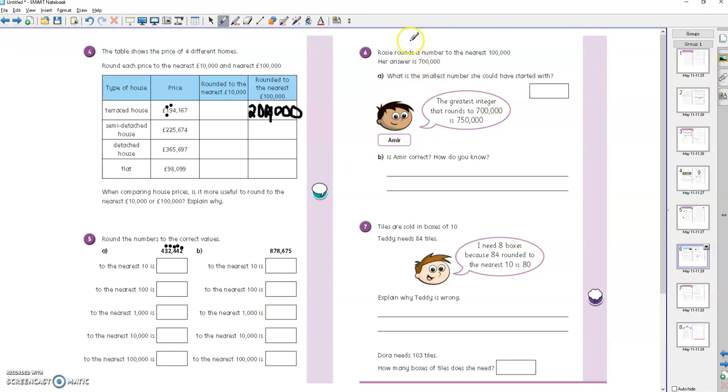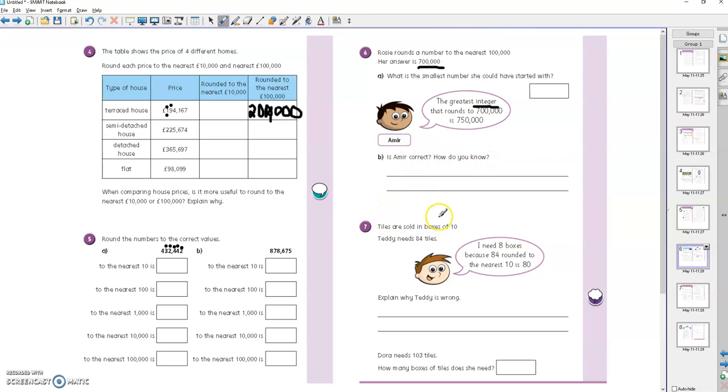For number 6, Rosie rounds a number to the nearest 100,000. Her answer is 700,000. What is the smallest number she could have started with? So what is the smallest number that rounds to 700,000? And then Amir says the greatest integer, remember an integer is just a whole number, so not a decimal point, that rounds to 700,000 is 750,000. So he thinks the biggest number you can have that rounds to 700,000 would be 750,000. Is he correct? And how do you know?